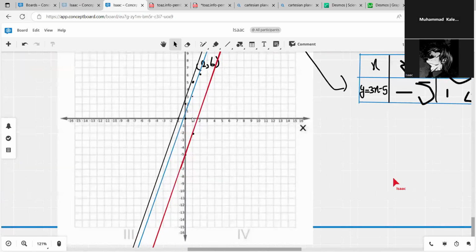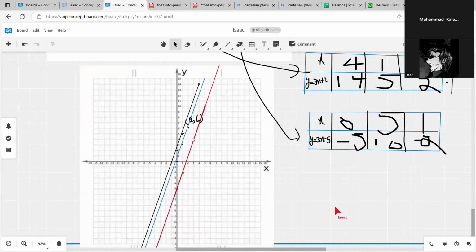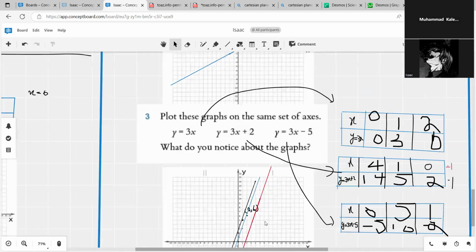Yeah, these are parallel. You can see these are parallel. We have a little bit of error because we are marking the points a little bit wide, so that's why. Okay, I think that's enough for today.